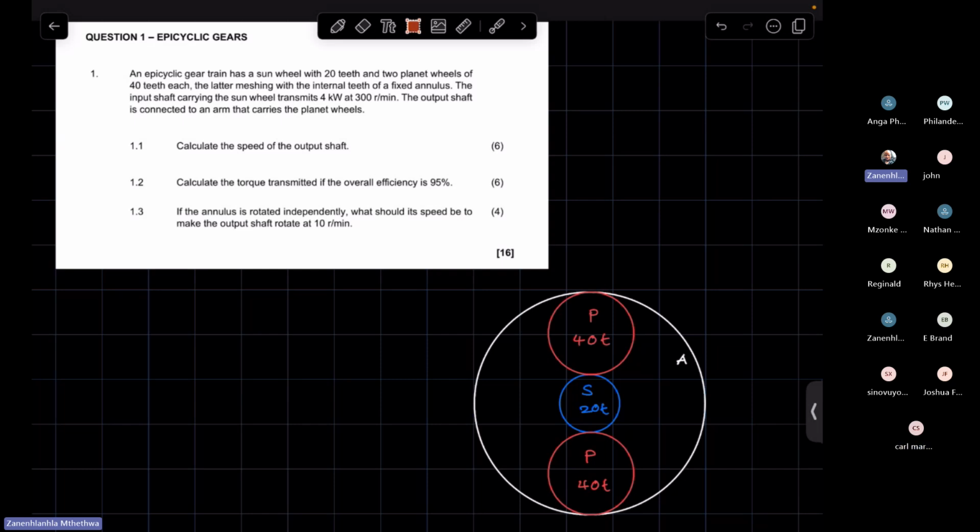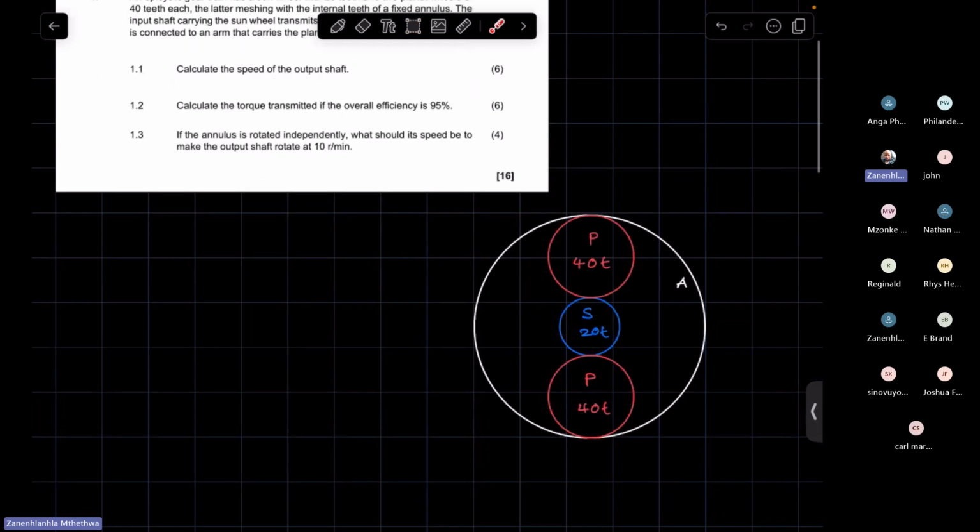Right. Now, people must pay attention because what we're about to do now is of utmost importance that you understand. I'm going to show you the easiest way you can approach problems based on epicyclic gears. Are we clear here? Yes. Right. So I wanted us to look at a typical epicyclic gear system. By typical, I mean a typical epicyclic gear system is one that has an annulus.